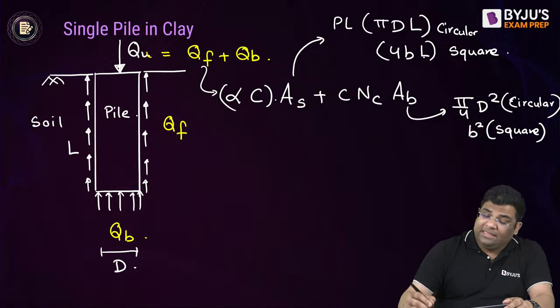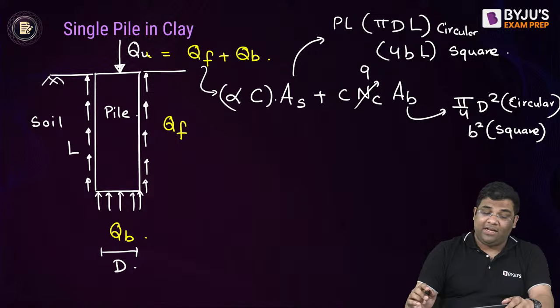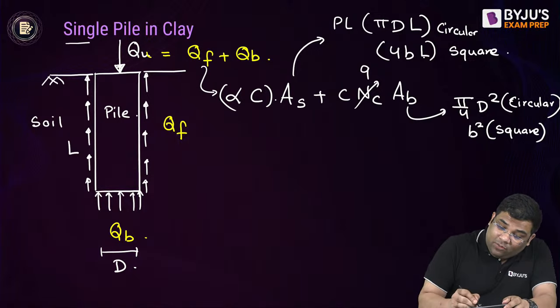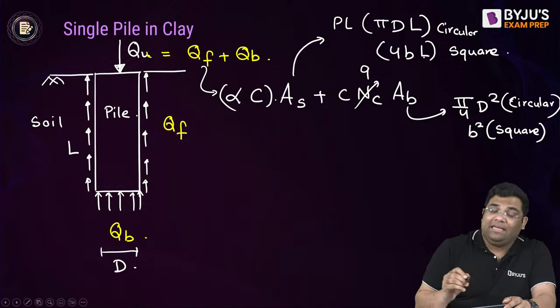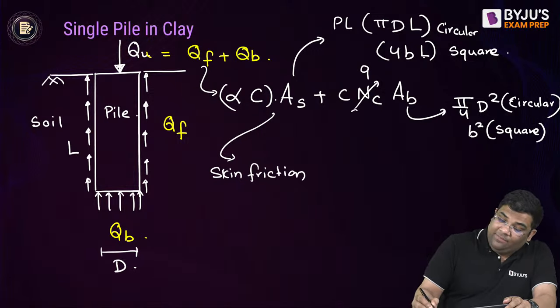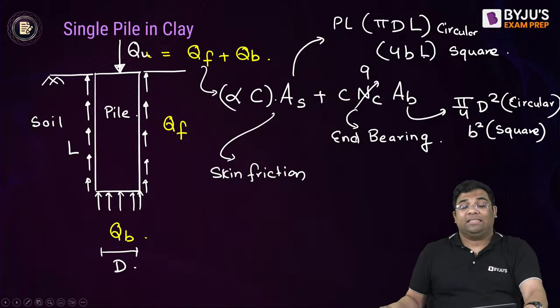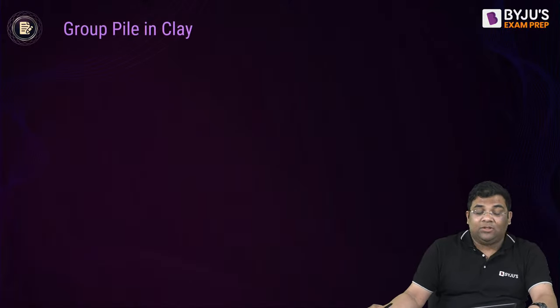Understood? Now, this Nc, I told you it is 9, right? So you can say this is the equation for finding the ultimate load capacity of a single pile in clay. Now this is known as the skin friction capacity, and this is known as the end bearing capacity. Now if I want to find out the total, then I have to add them. Understood? Very good. This is single pile in clay. The next thing is group pile in clay.